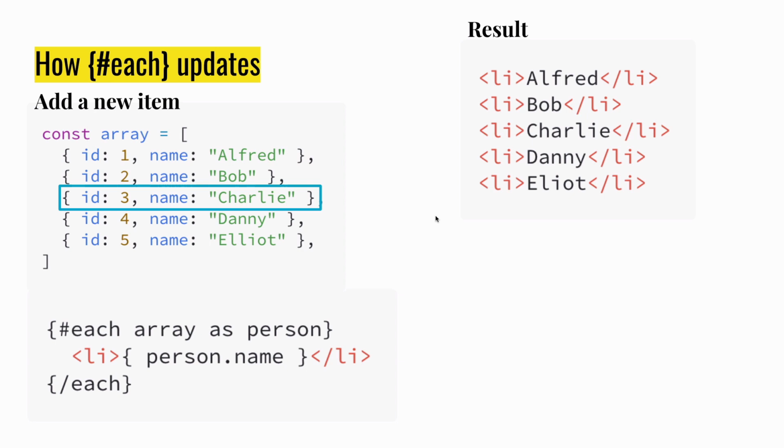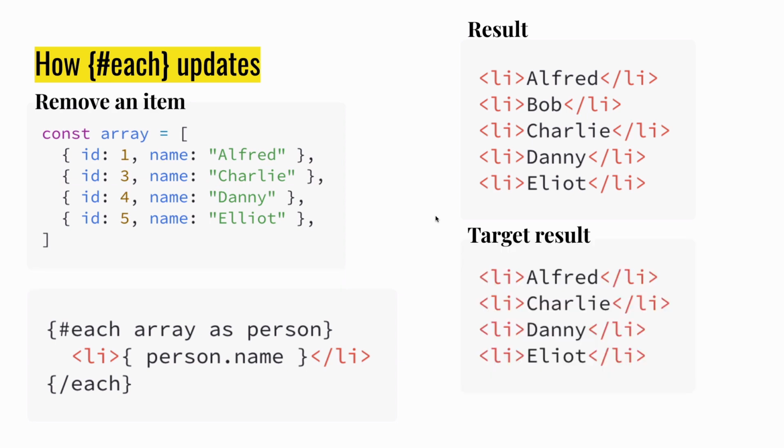So let's take a look at another example, which is to remove an item. If you haven't noticed, we remove the second item, which is Bob. The bottom right corner is the target, what we want to end up looking like. Once we have the target, we do the same operation, comparing item by item. The first item is Alfred, and the first item on the screen is Alfred, the same. We move on to the next one. What we want to render next is Charlie.